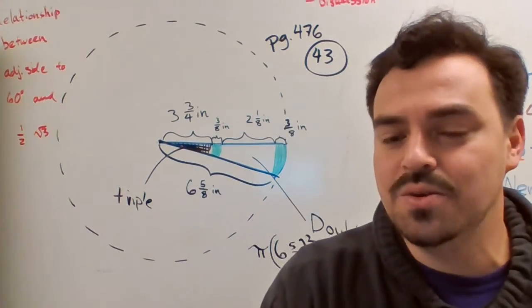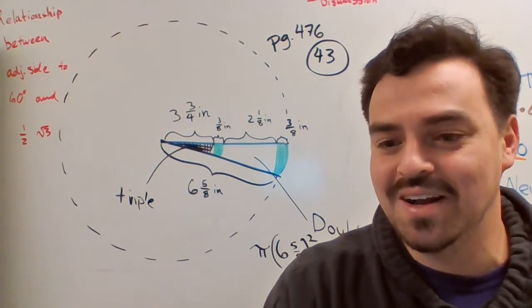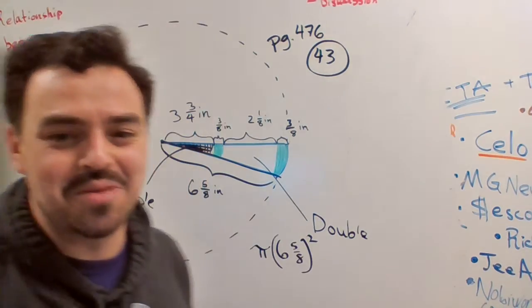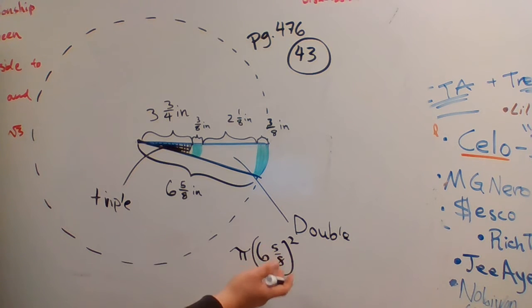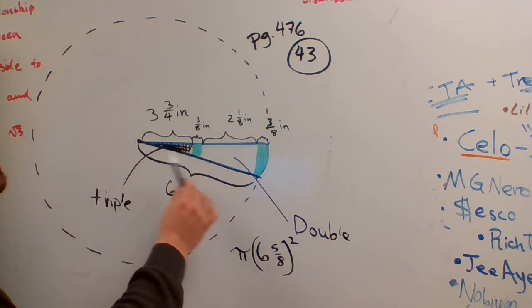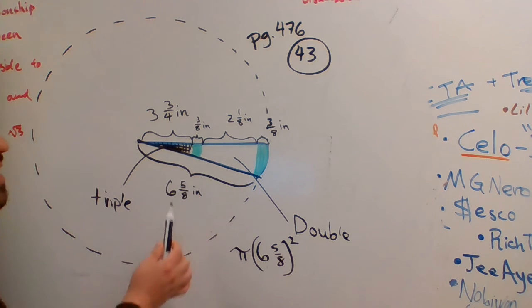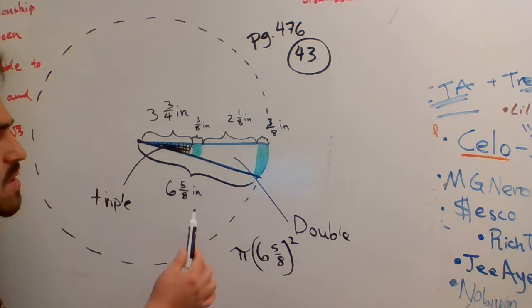Now, why they gave you mixed numbers, I don't know. Not my favorite kind of a number, but that's okay. We can come back to that. This right here would be the area. We haven't simplified it yet. We haven't squared 6 5/8 yet. But this right here would be the area of this sector.